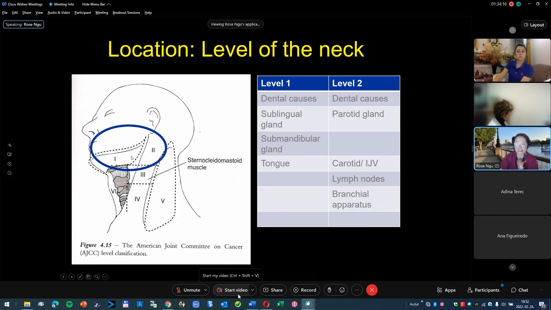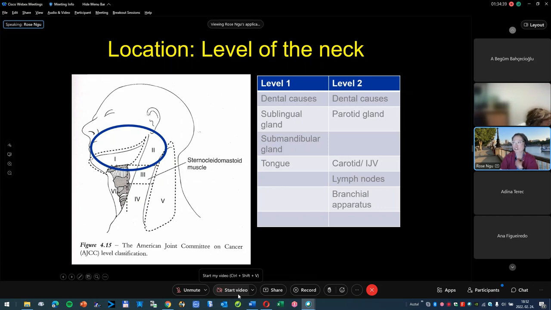So level 1 is underneath the jaw. So the big occupants in here are the jaw with teeth. So that could be dental causes that can cause lumps. Don't forget that just because you're below the neck. You've got the sublingual gland, you've got the submandibular gland, you've got the tongue, which is a big structure in there. So we're going to look at that.